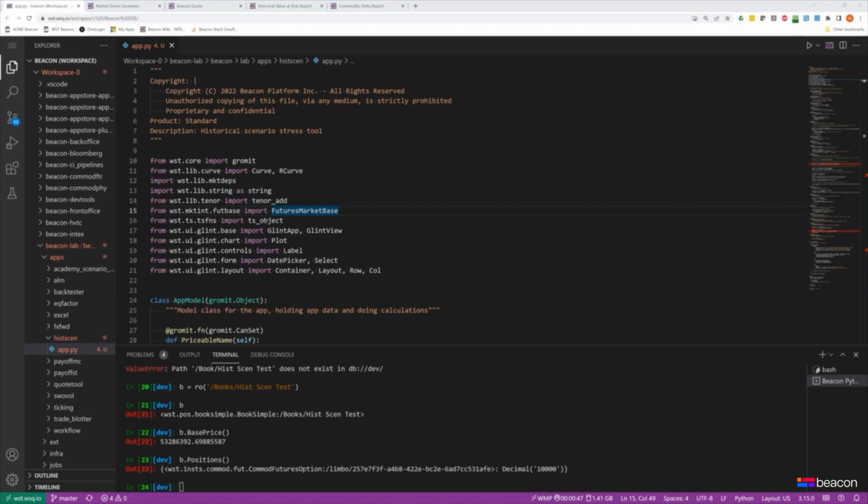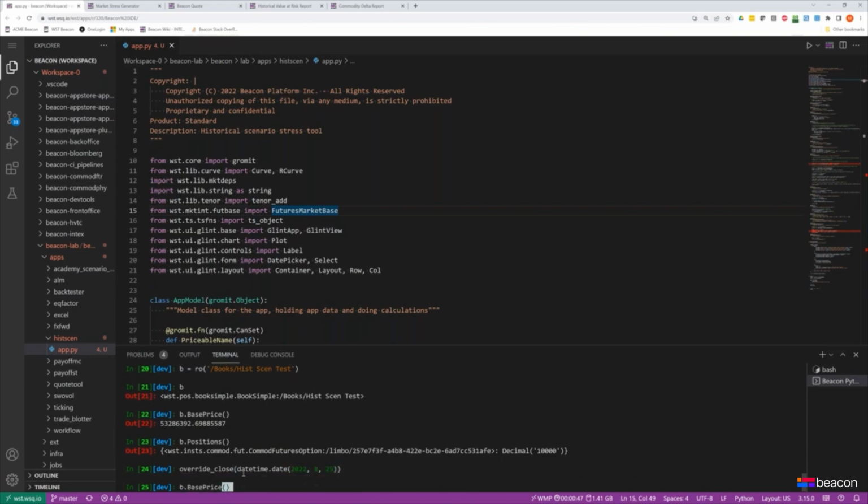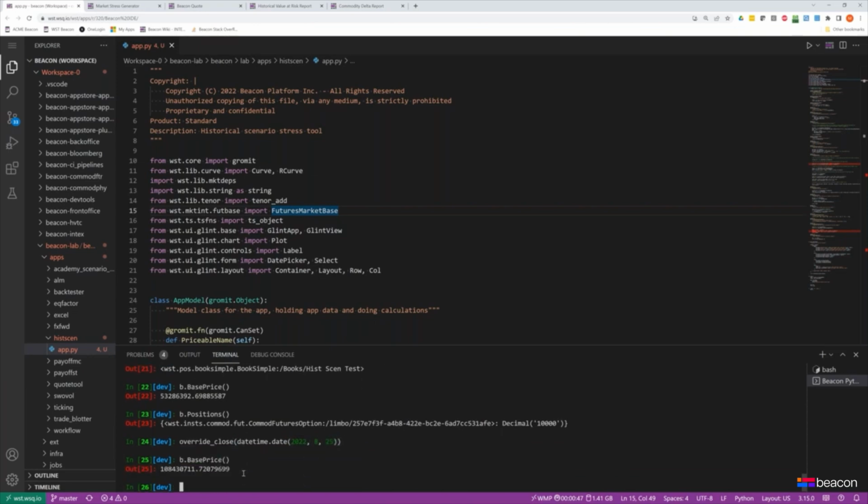I can also play around with history. So I can move to some historical date, say August 25th, and ask for the price of the book again, and it'll show me the price of the book in that state. So it gives me all these nice high-level ways to play around with the real production environment as a developer.